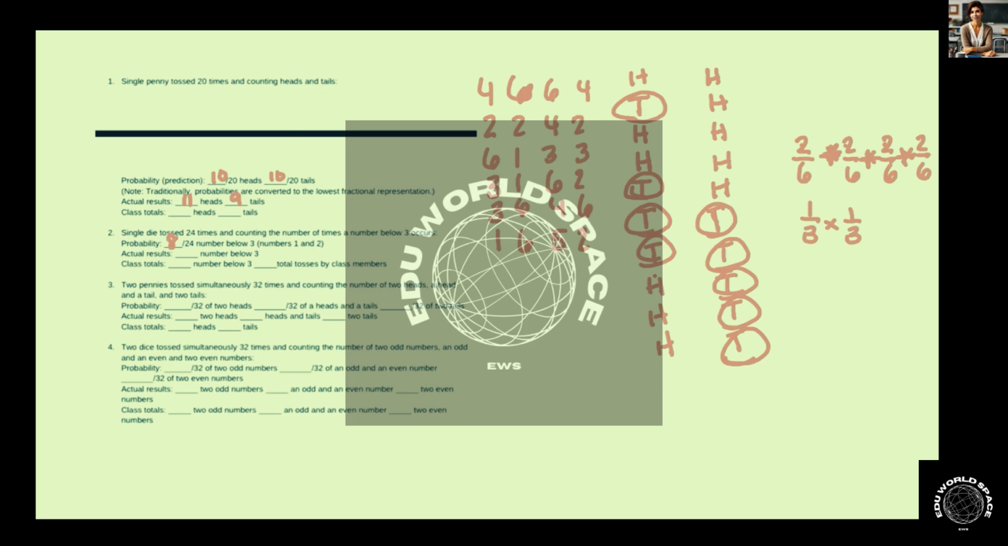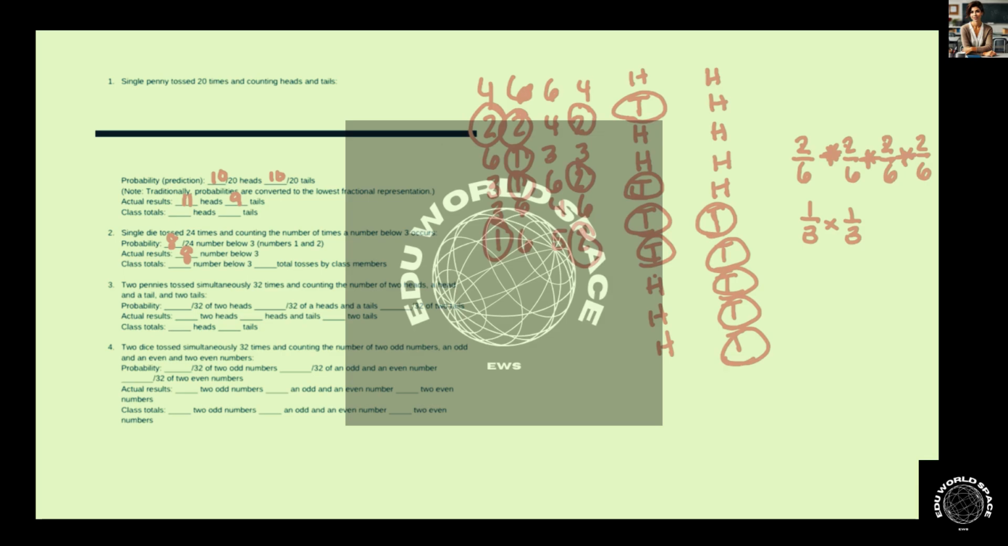Okay. And then actual results, number below a 3. So that's a 1 or a 2. So 1, 2, 3, 4, 5, 6, 7, 8. I got 8 numbers below 3. And then you'd have to figure out your class totals by getting that the next day or asking the class.